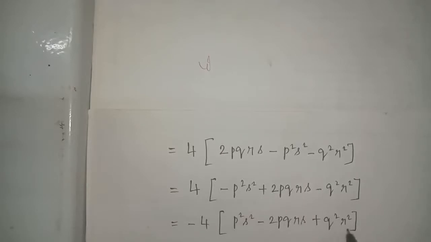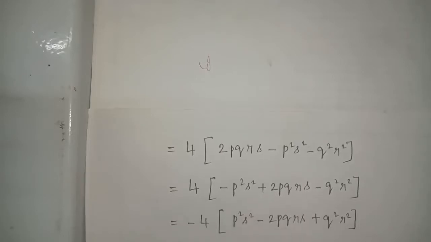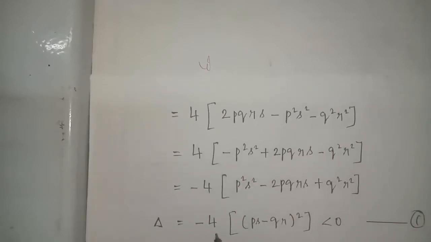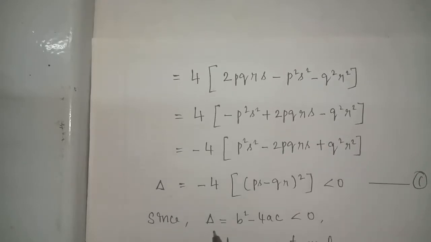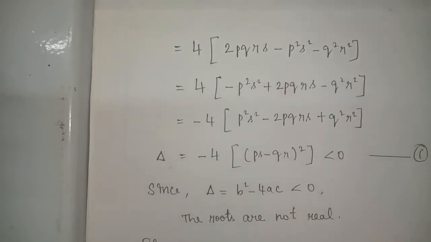It is in the form of (a minus b) the whole square. So delta is equal to minus 4 (ps minus qr) the whole square, which is less than 0, which is your equation 1. Since the discriminant value delta, b² minus 4ac, is less than 0, the roots are not real.